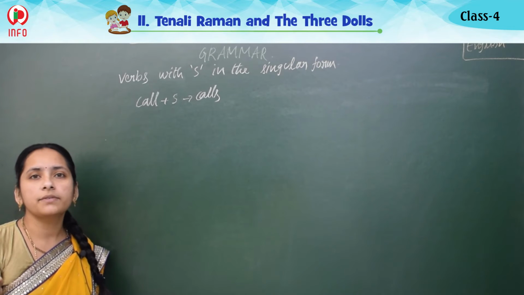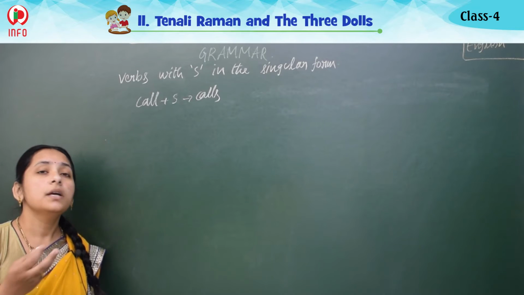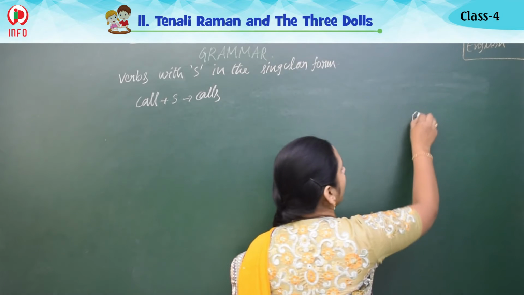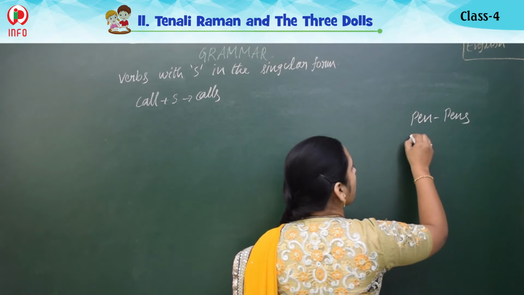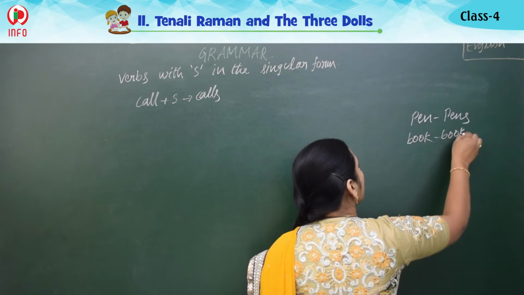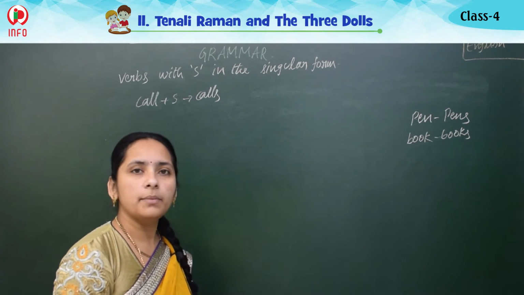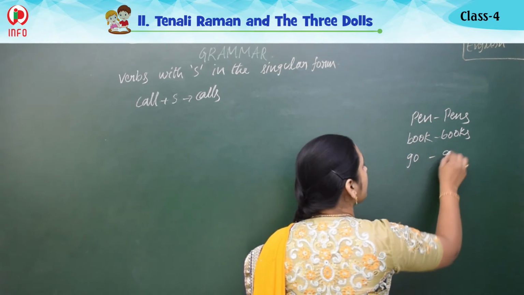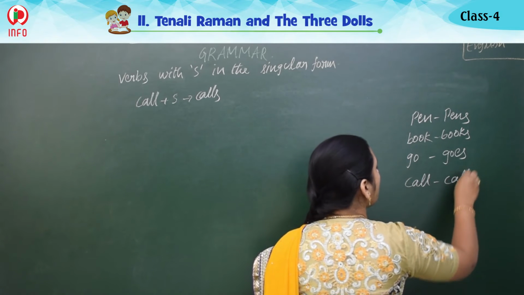Because we have singulars and plurals, so those are nouns. But the S or ES is there here also. Singular, plural, how can we write it? By adding S. Suppose if we take pen, the plural form is pens. Book, the plural form is books. So by adding S or ES we are getting the plural form. And here we are saying go, goes. This is the verb we are saying. Call, calls. This is the verb we are saying.